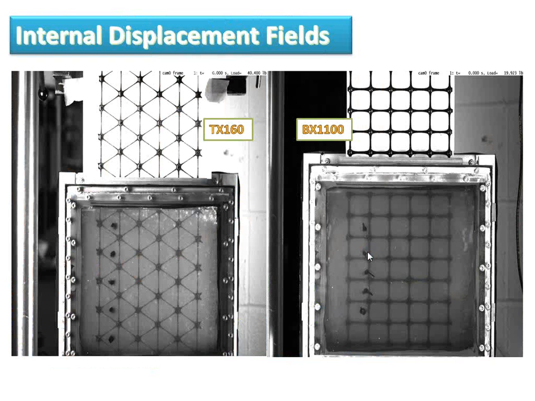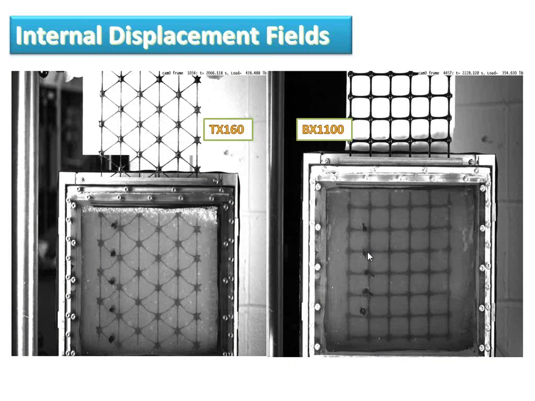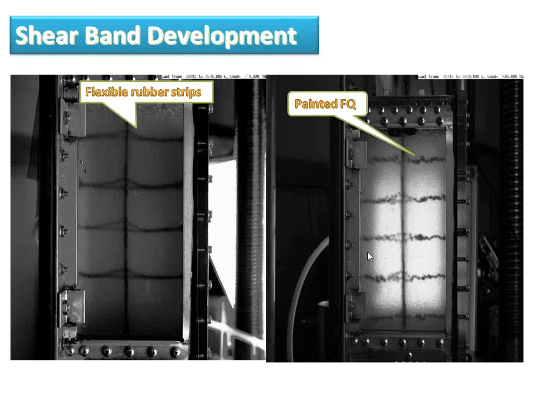Just an example of two tests. This is one type of grid. It's called the triaxial type of configuration. This is a more conventional biaxial type of configuration. This is before testing. This is after testing. This is before testing. This is after testing.